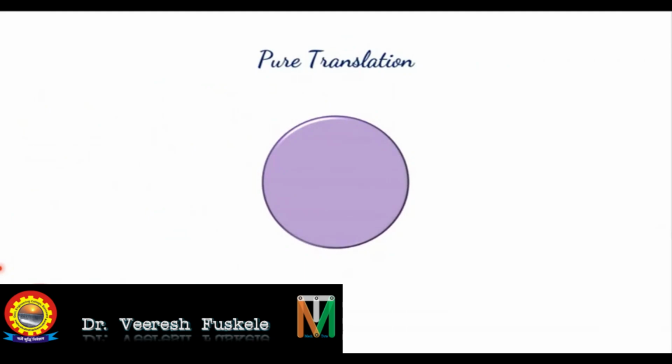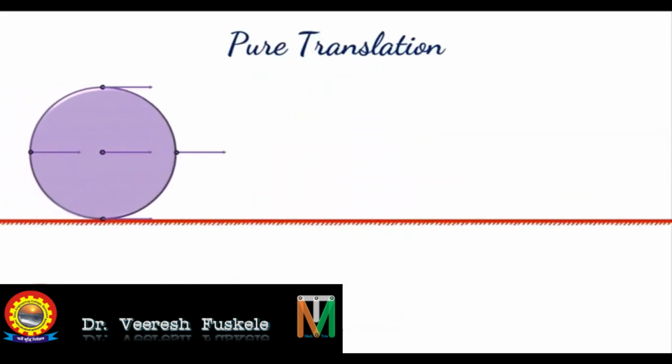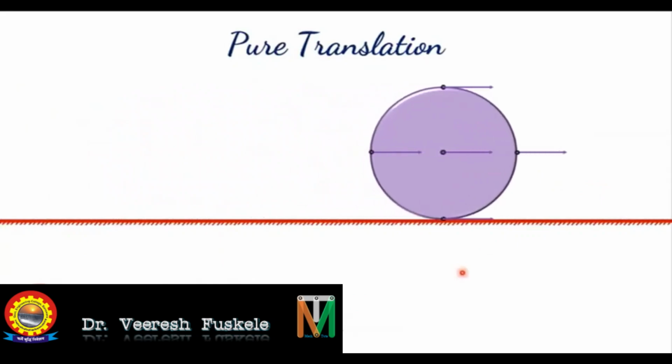So what is pure translation? In pure translation, as we discussed in earlier videos also, the velocity or the motion of all the points on the body will be in the same direction and equal to each other. So the velocity at each and every point will be the same, and the motion will also be the same in pure translation. So this is how the pure translation motion takes place.